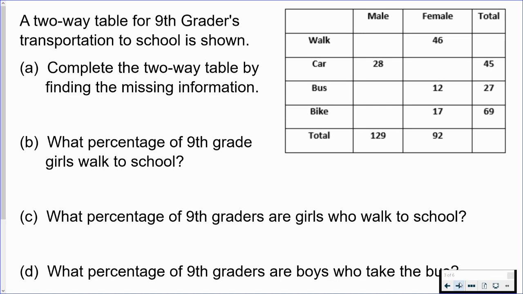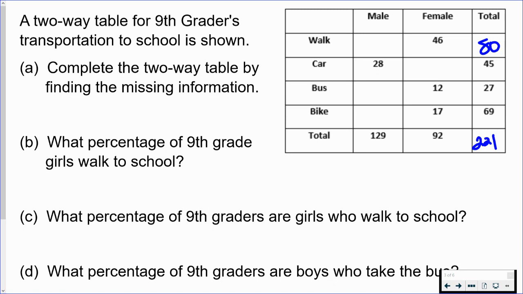So on the bottom, notice that we have 129 and 92 for the totals of males, excuse me, total of males and females. That would be 221 total people. Now we've got 3 of the blocks out of 4 for the total on the right hand column. So let's take all of those away from 221. Okay, so 221 minus 69 minus 27 minus 45. So that leaves 80.